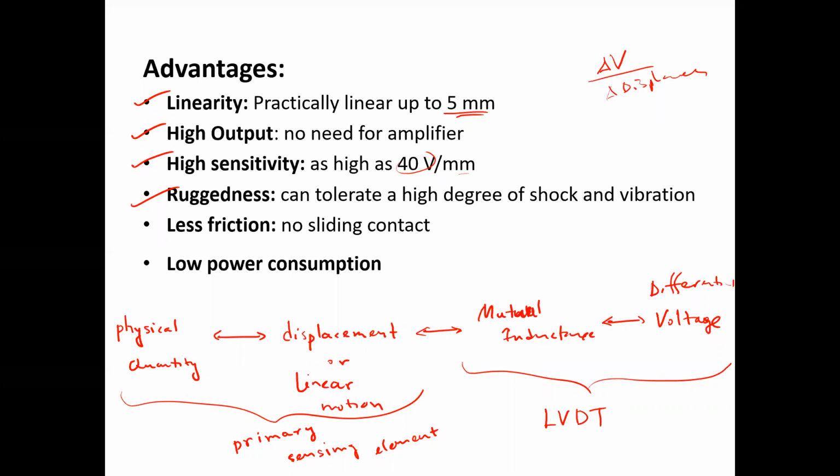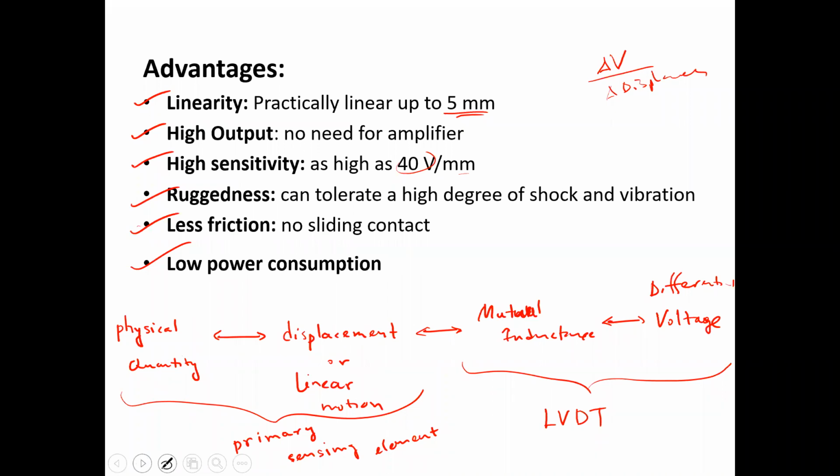And as the movable iron core does not have any direct contact with any of the primary or the secondary windings, it is moving in a hollow tube, so it is less prone to errors or wear and tear resulting from friction. Also, it can be operated at a lower power level, so the power consumption is also less.